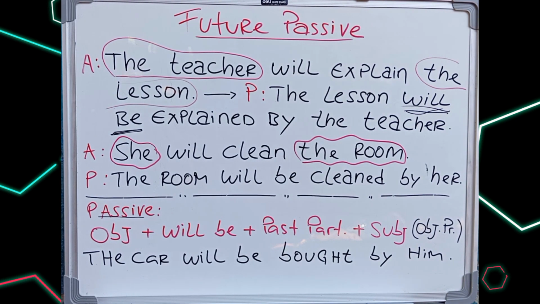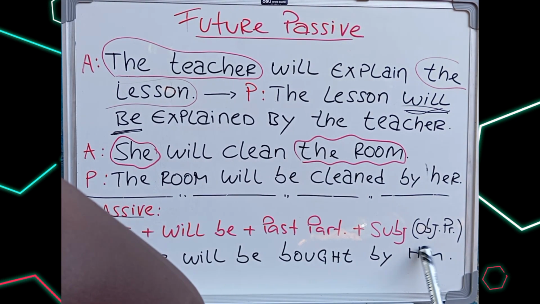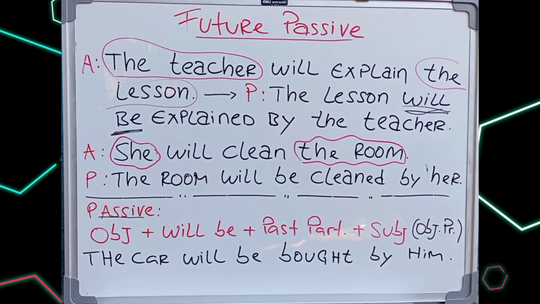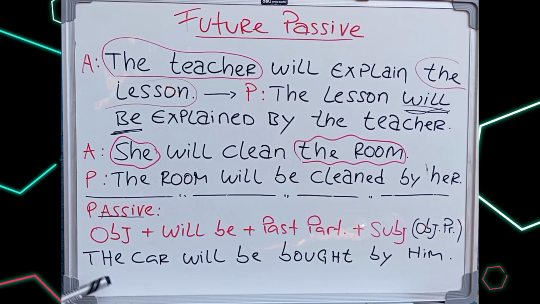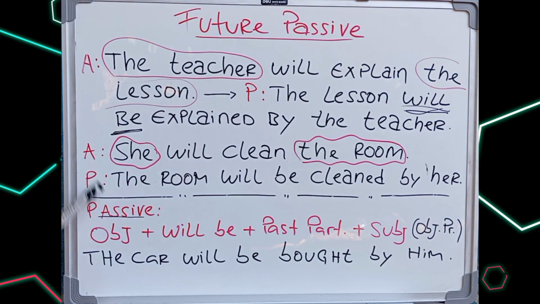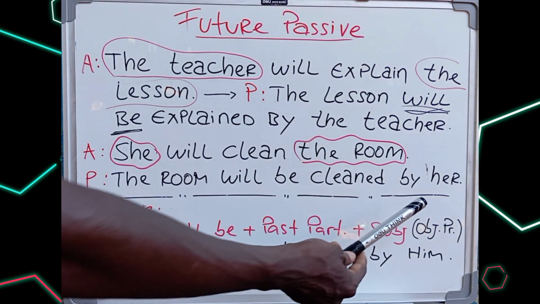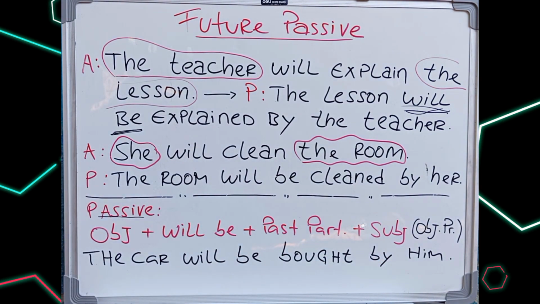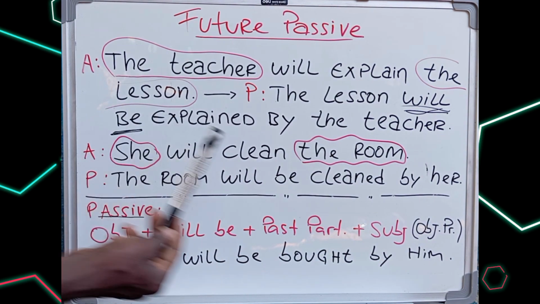Now, we have here in brackets, object pronoun. What does this mean? You don't need to say the room will be cleaned by she. No, you need to say the room will be cleaned by her. Her is she.